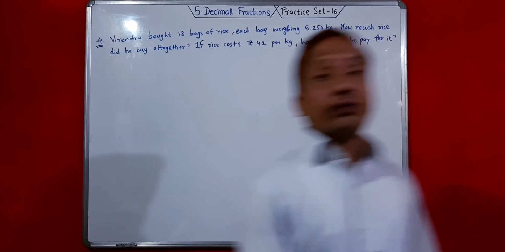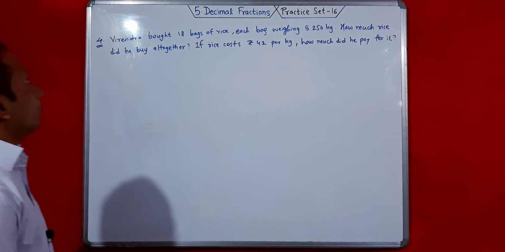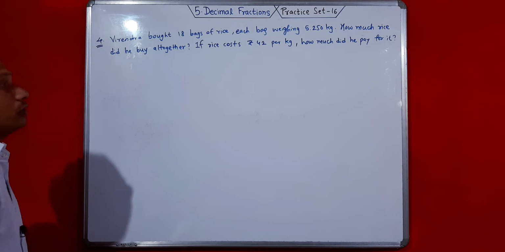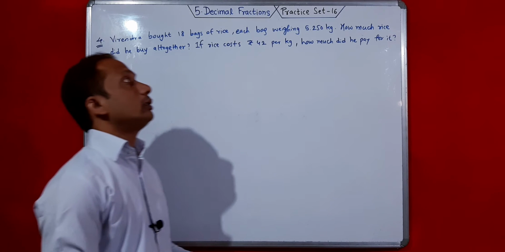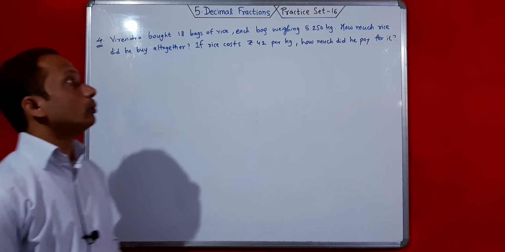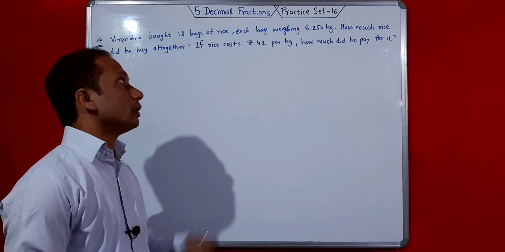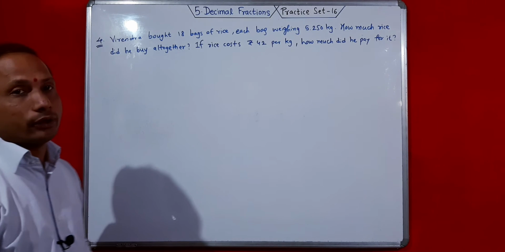So we'll solve the fourth question, and it is a word problem. Virendra bought 18 bags of rice, each bag weighing 5.250 kg. How much rice did he buy altogether? If rice costs rupees 42 per kg, how much did he pay for it? So we have to find this.